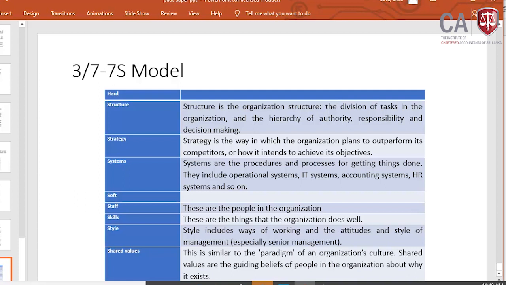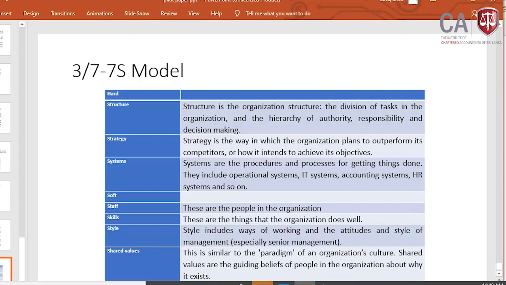According to McKinsey, there are 3 hard factors: structure, strategy and systems. Then there are 4 soft factors: staff, skill, style and shared values. What are the 3 hard factors? The first one is structure. What is structure? Structure is the organizational structure. You know what the organizational structure is? The division of tasks in the organization and the hierarchy of authority, responsibility and decision making.